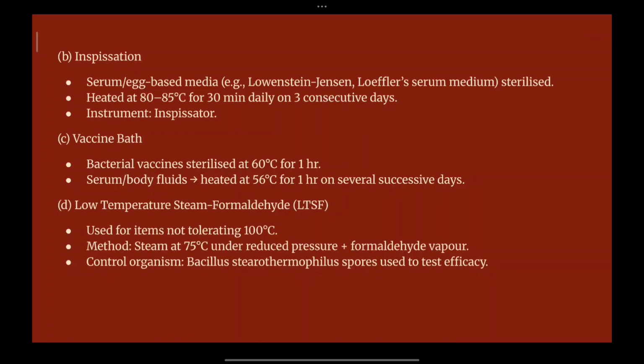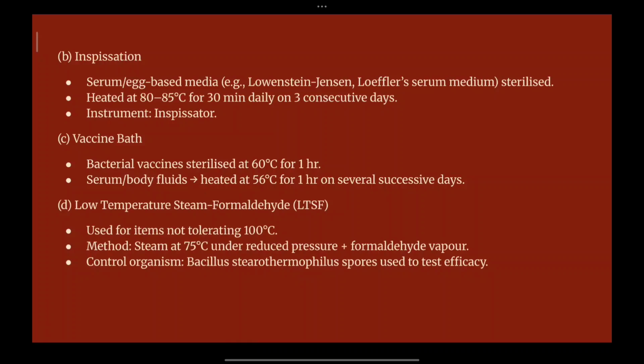The second type of moist heat below 100 degrees Celsius. Here is a serum or egg-based media, which is Lowenstein-Jensen or Loeffler's serum medium, which is used as a culture media to grow a specific type of microorganism. So this media is sterilized before using, to avoid other microorganisms. Lowenstein-Jensen and Loeffler's serum medium are the culture media used for growing a specific type of microorganism, and they do not allow other microorganisms to grow. So in order to keep them sterilized and free of any other microorganisms, they do the inspissation.